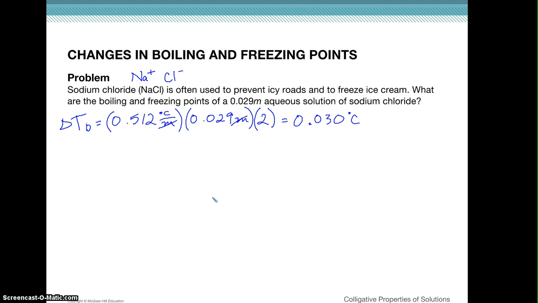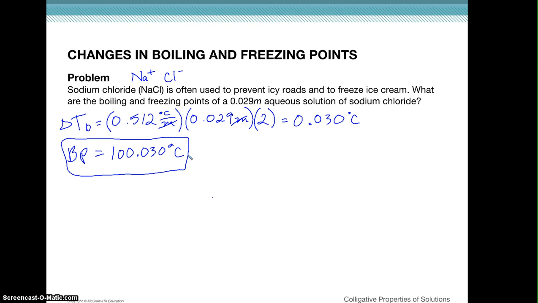Okay, so what does that mean? Well, that means that when you make that solution, the boiling point is 0.030 degrees Celsius above the boiling point of water. And what's the boiling point of water? It's 100 degrees Celsius. So the boiling point of the solution is 100.030 degrees Celsius.